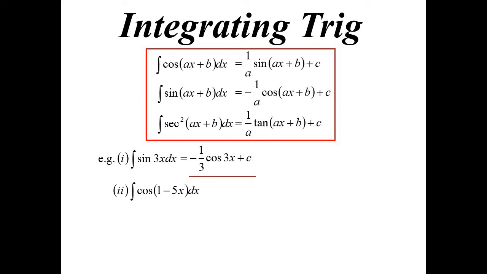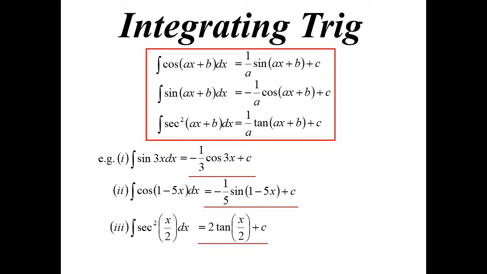Again, we have a linear function. Now, when we integrate cosine, it goes to sine, but the coefficient of x in this case is negative. So we'll get negative 1/5 sine of 1 minus 5x. That's also linear. Coefficient is a half in this case, so 1 over a half is 2, so 2 tan x on 2. Let's do a definite one.